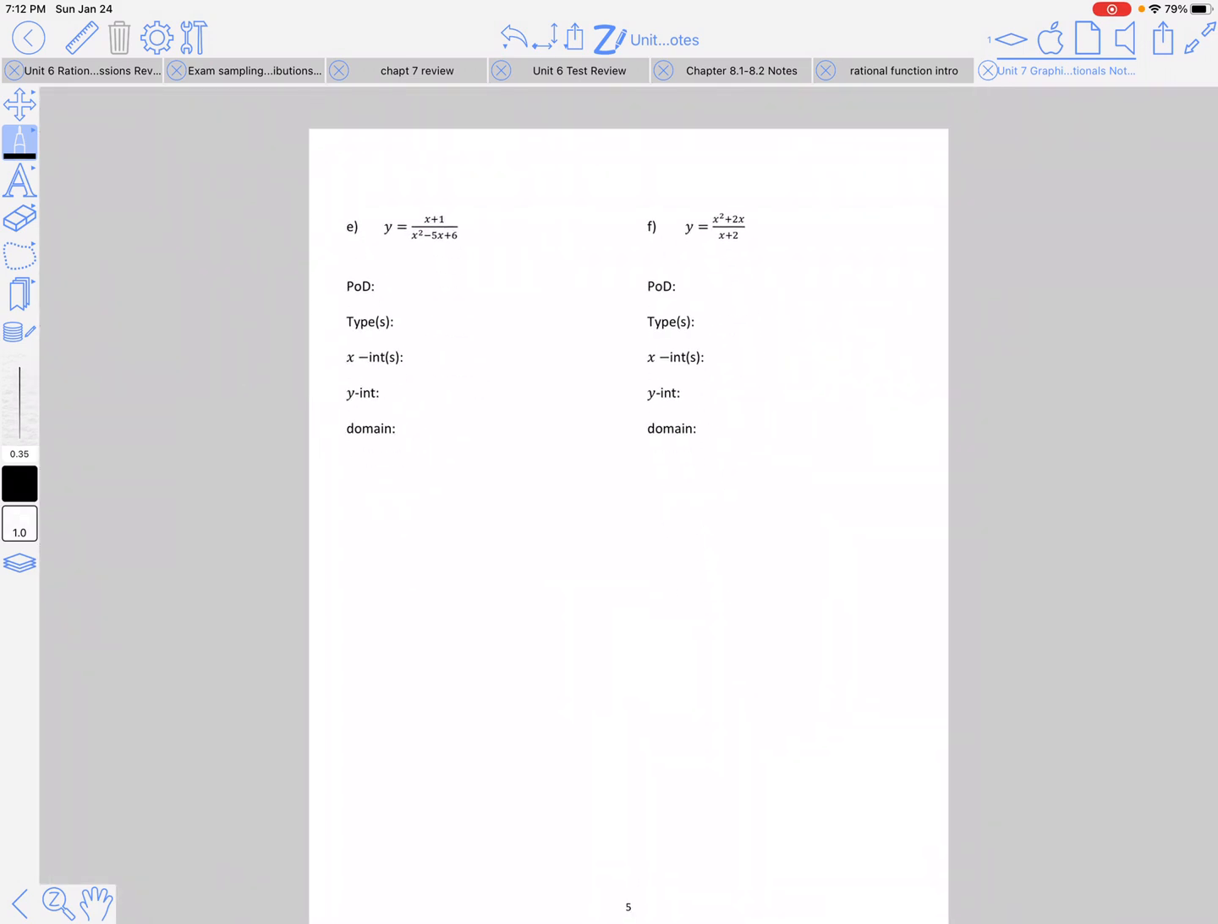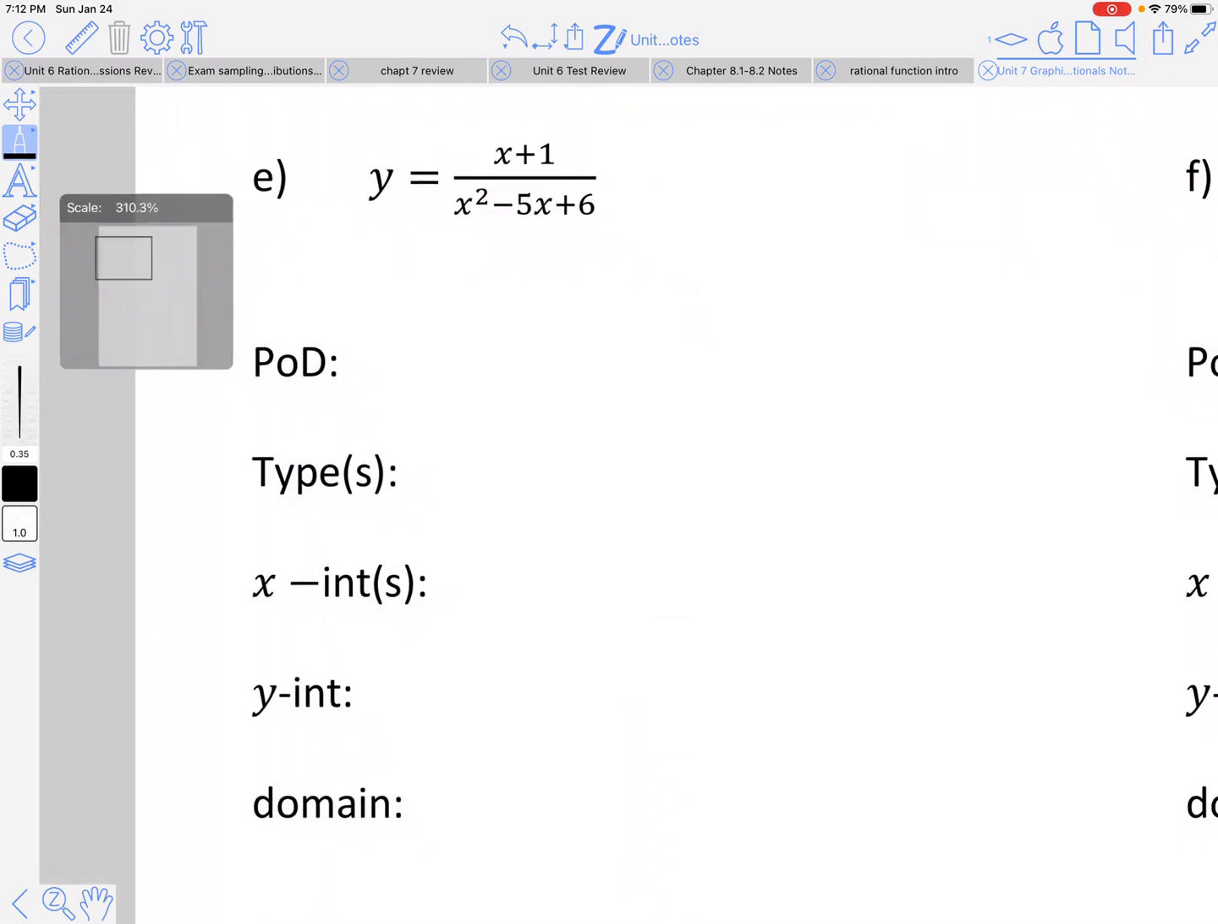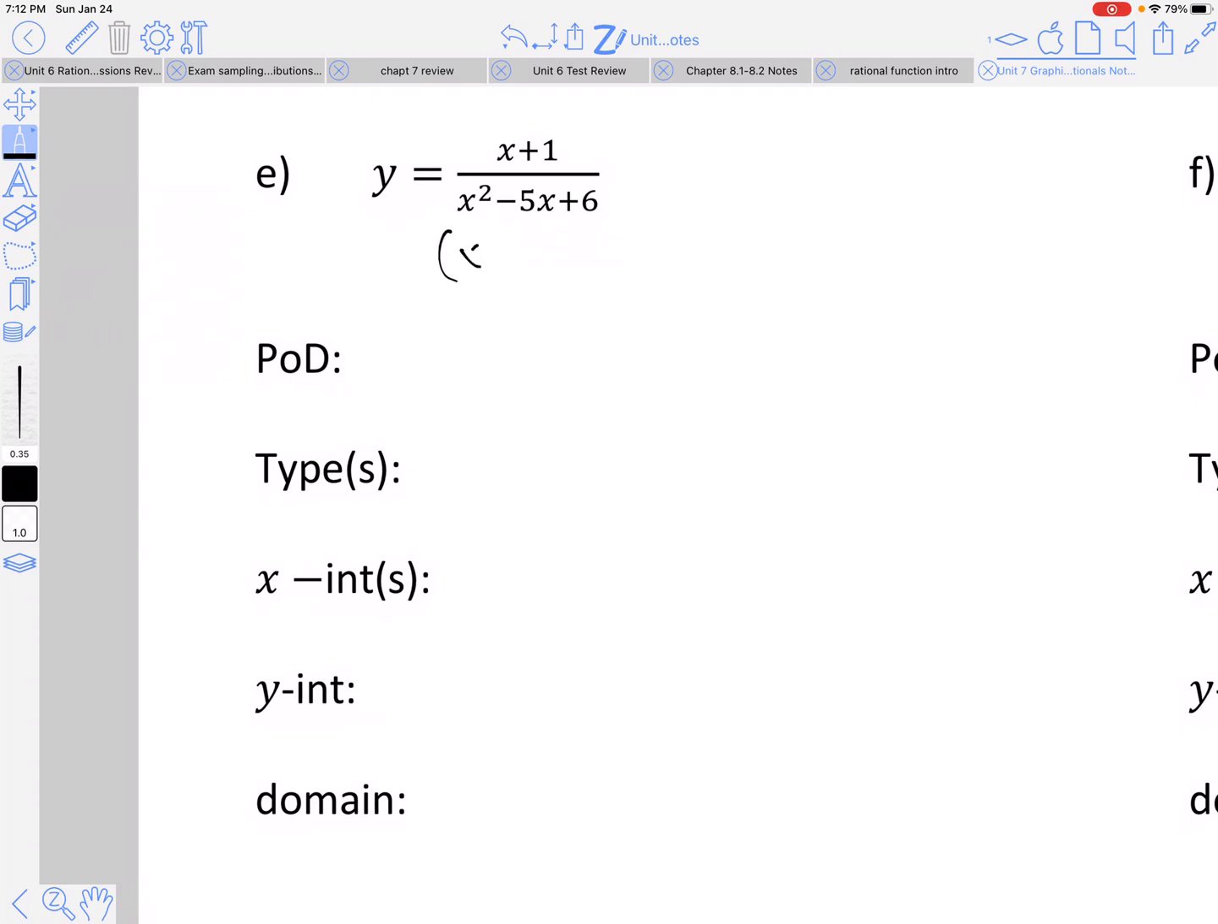E. I'm going to quickly factor this. Sorry, I factored wrong. Okay, there we go. So we have points of discontinuity at 2 and 3. They didn't cancel out, right? So they are non-removable. They're staying there.